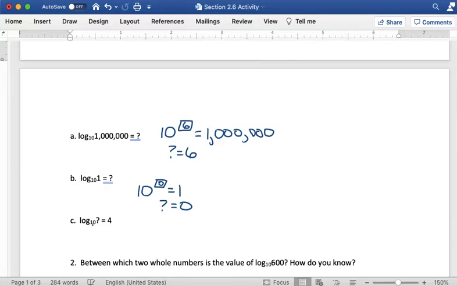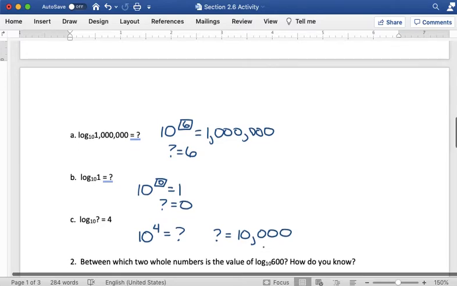Question C is a little bit different. Now the question mark is in a different place, but we still are going to start with our base, our exponent, and then our answer. So this is 10 to the fourth power equals question mark. And I know that 10 to the fourth is going to have 4 zeros, or I can multiply that out on my calculator. It's going to be 10,000. So the question mark is 10,000.